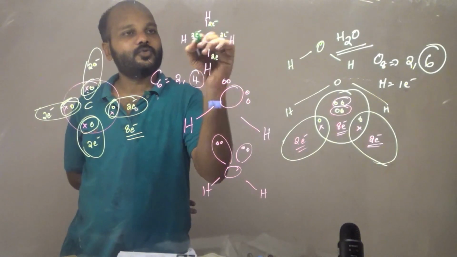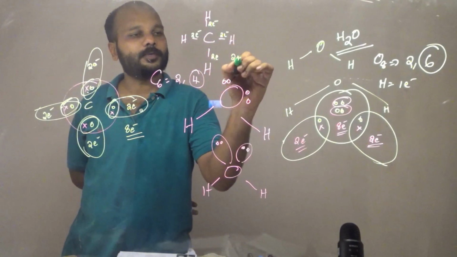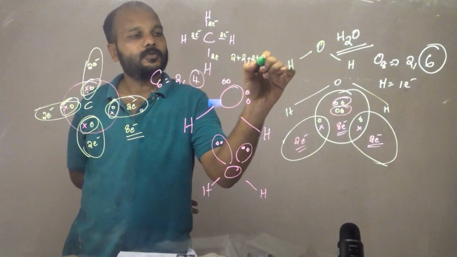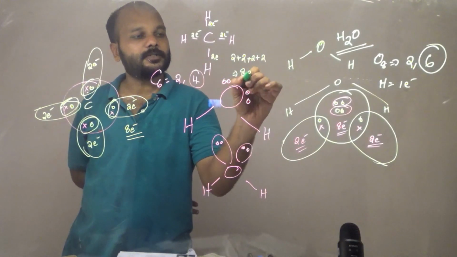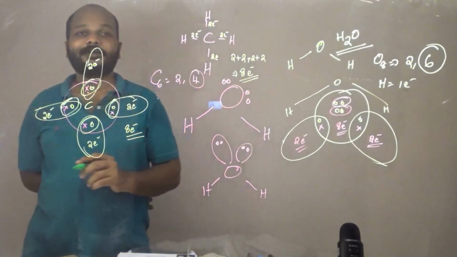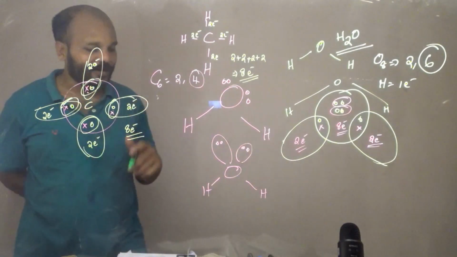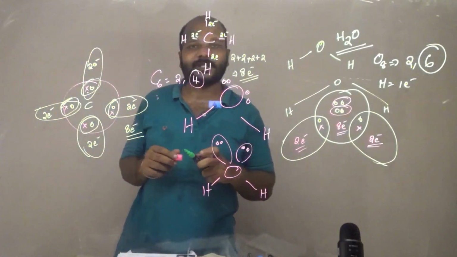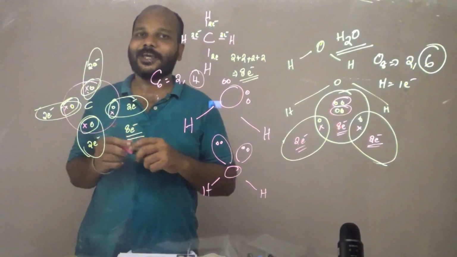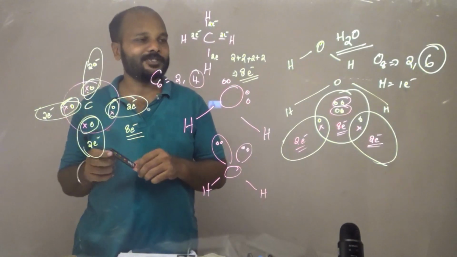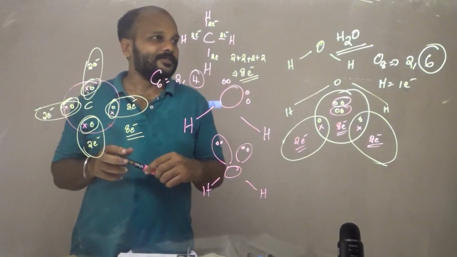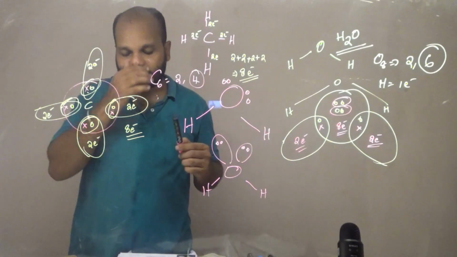Carbon has 2, 2, 2, 2, so 2 plus 2 plus 2 plus 2. So it is going to have 8 electrons. So this is how the methane molecule comes. As you are aware, it is a gas, and most covalent compounds are gases. See, CH4 is a gas, and HCl is also a gas.